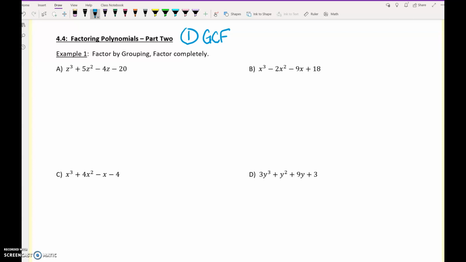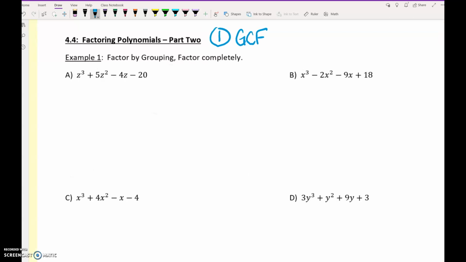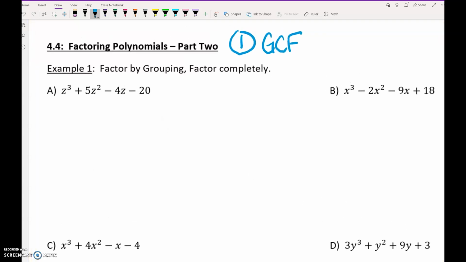Because this first term doesn't have a number in front and the last term doesn't have a variable, there's no greatest common factor. So next we need to factor by grouping. So step 2 is to factor by grouping. And that's where we split this into 2 groups. Split it right after the second term, prior to the sign of the third term.